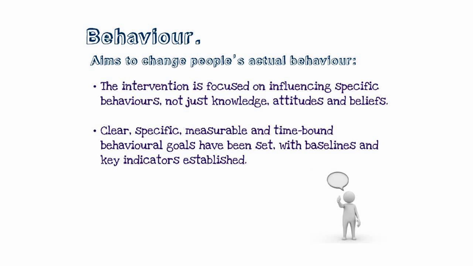Examples could be trying to get adults to partake in some form of moderately intensive aerobic activity like cycling or walking. Another example could be getting individuals to recycle waste into the appropriate bins, or to get drivers not to use their mobile phone whilst driving. There should be clear, specific, measurable and time-bound behavioural goals which have been set. You need these sort of KPIs if you're going to get funding for the project.